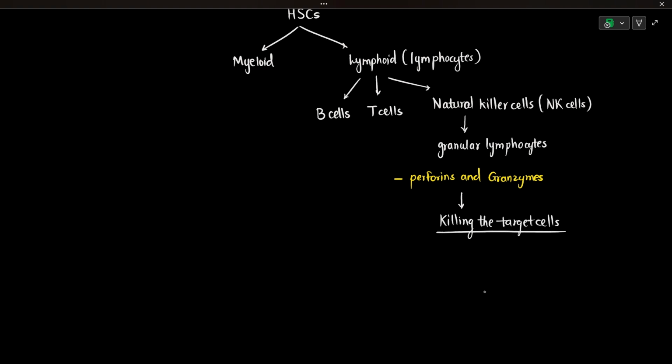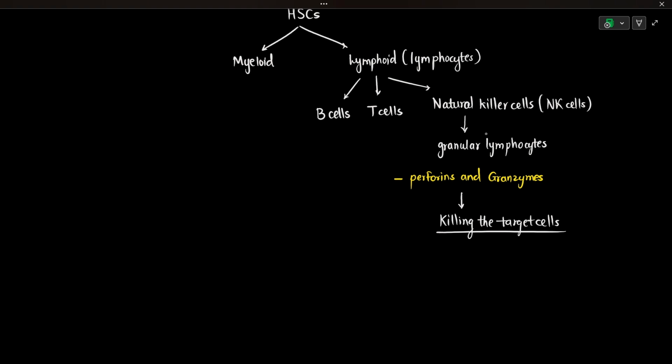Whenever a virus infects any cell, the last resort our body has is to kill that cell, because we cannot directly kill the virus. Limiting viral replication becomes important, so killing the infected cell is the best way to get rid of that infection. Killing those target cells which have been infected with pathogens is done by the natural killer cells.